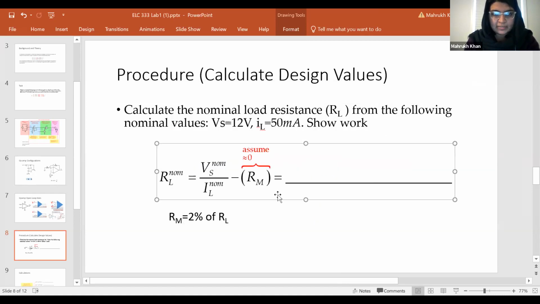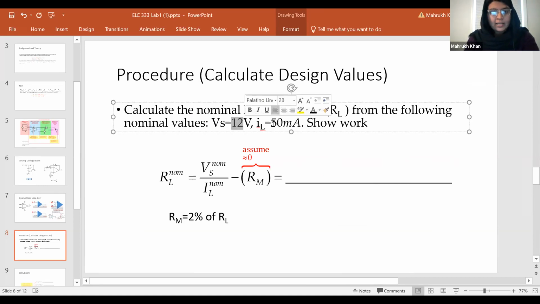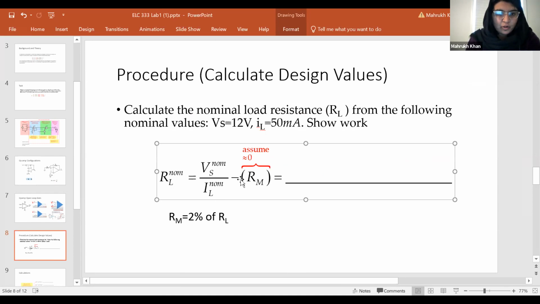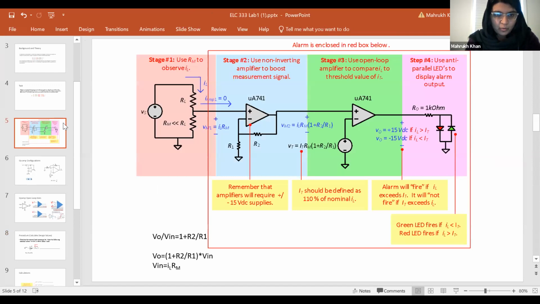What we are trying to do is, from the following nominal values, when your Vs is 12 volts and your IL is 50 milliampere, you are assuming that your RM is almost 0. So you will calculate your RL, okay? Then your RM will be 2% of your RL. So it's very, very small, making sure that all of the current is drawn towards the Opamp. That's why we are trying to draw all of the current from here to the Opamp, okay?